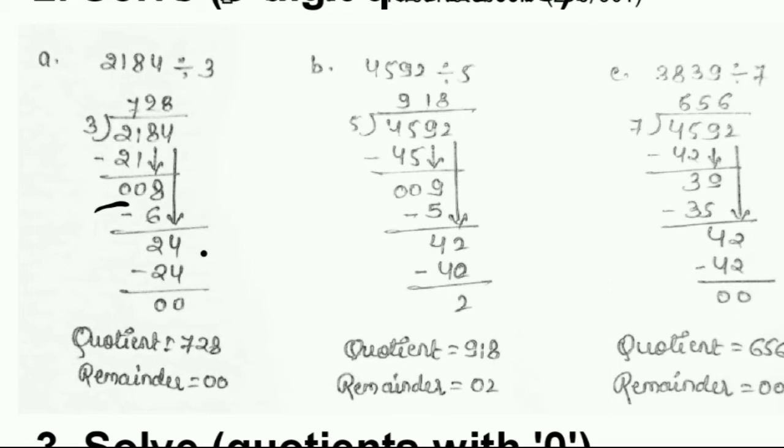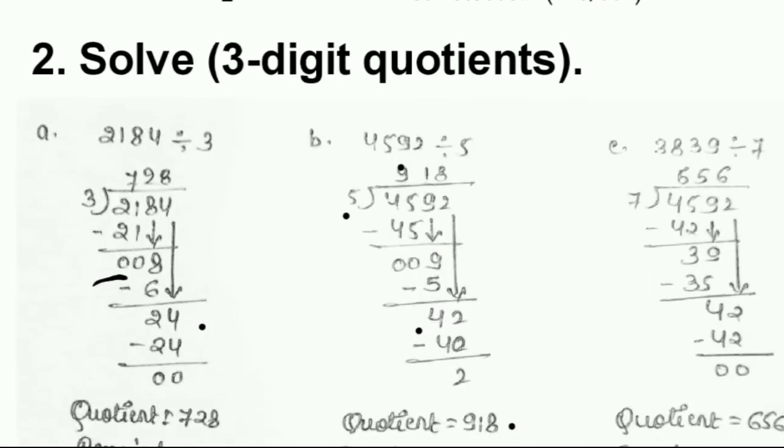See one more question here, that is 4592 divided by 5. 5 nines are 45. Then we will write 9. Then 5 ones are 5. The remainder is 4. Then write 2. So 5 eights are 40 and then 2. Okay, so the quotient will be 918 and the remainder is 2. One more question I have solved here.